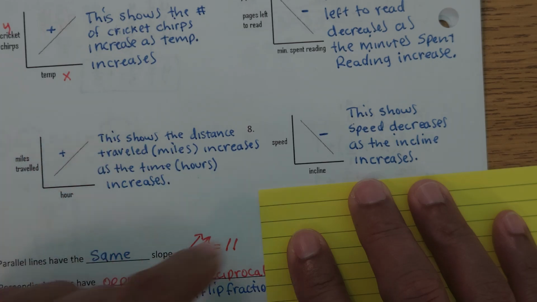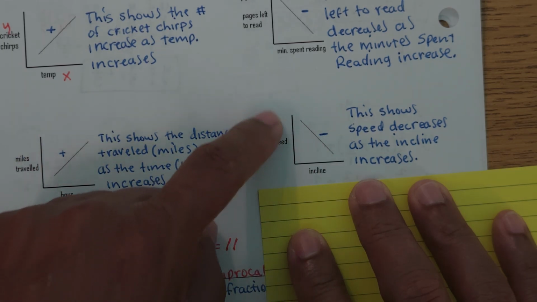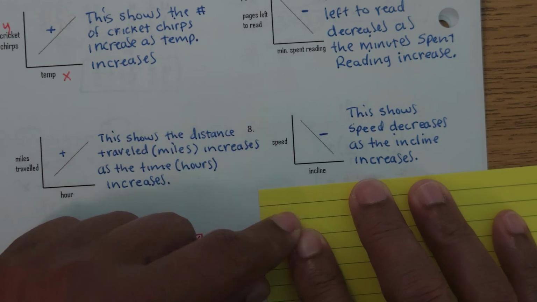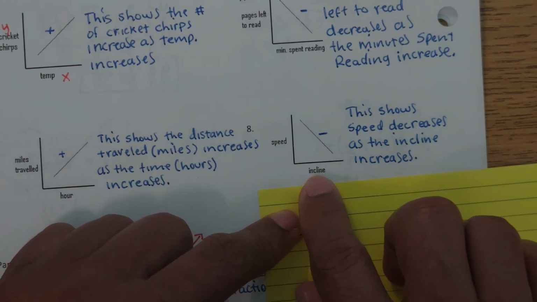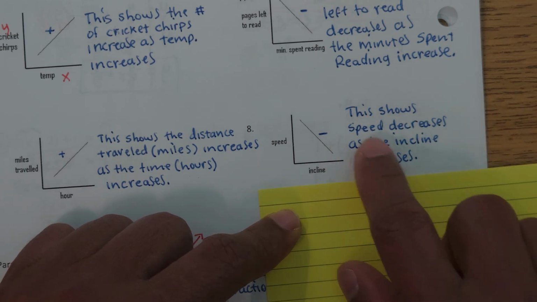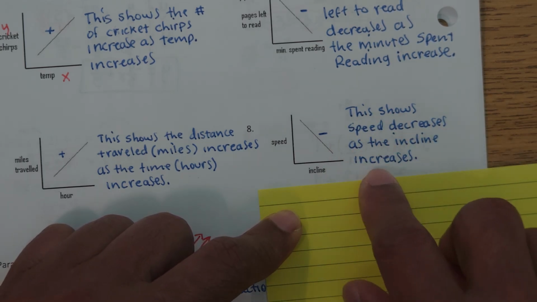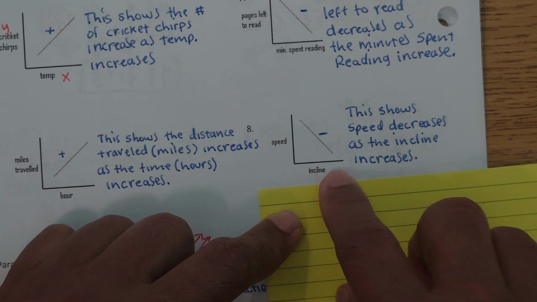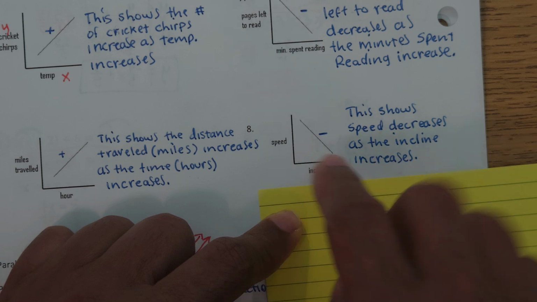Next example. You see the graph, this has a negative slope, and we see that the y-axis represents the speed, and the x-axis represents the incline. So what's happening here, in words, is that this graph shows the speed decreases as the incline increases. So as the incline increases, we can see the speed going down, or decreasing.